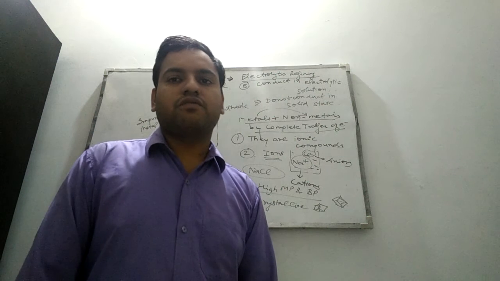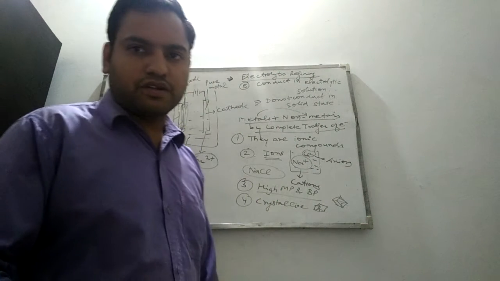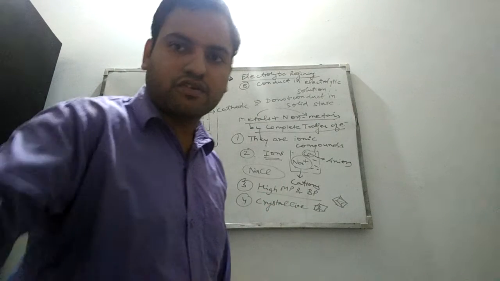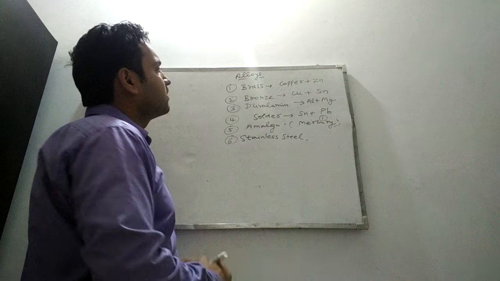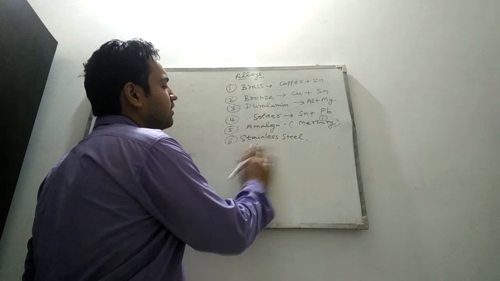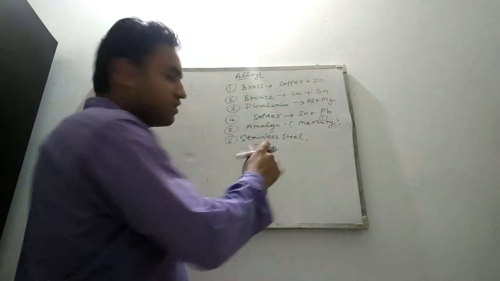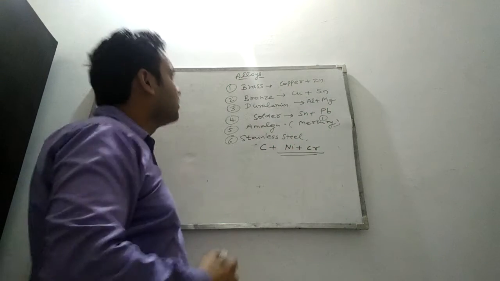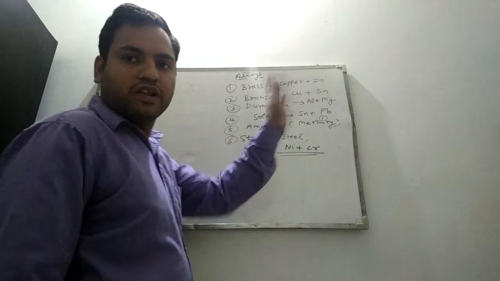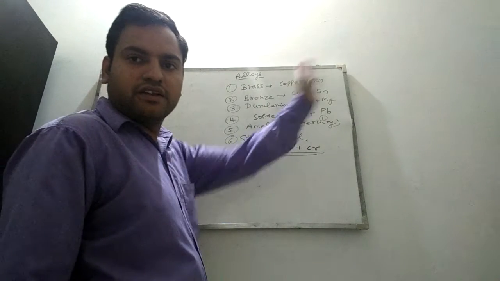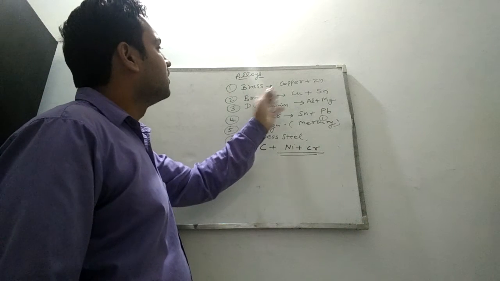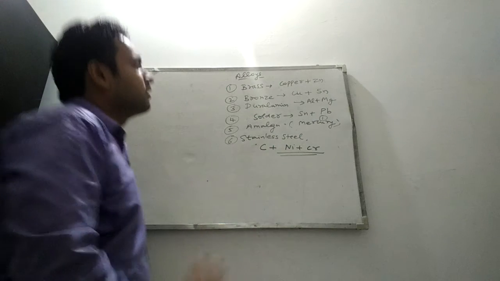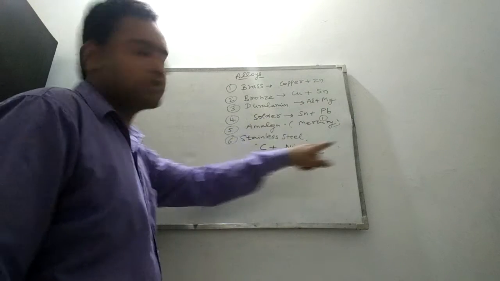Okay, so it's not about the alloys. You just have to remember a list of all the alloys. I'm going to tell you the complete list. Okay, as I told you, this was the list that you have to remember. First brass: in brass, copper and zinc are added in a particular ratio. Then bronze: in bronze, copper and tin are used. Then duralumin, aluminium plus magnesium.